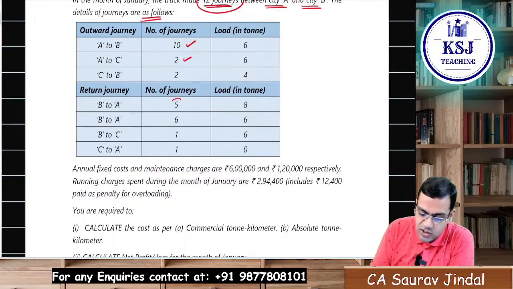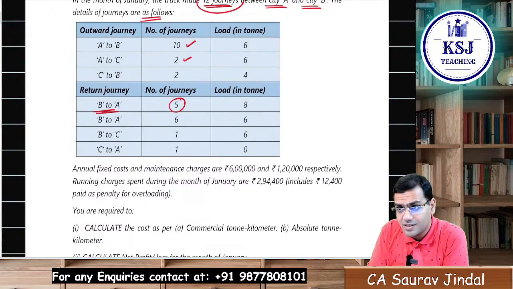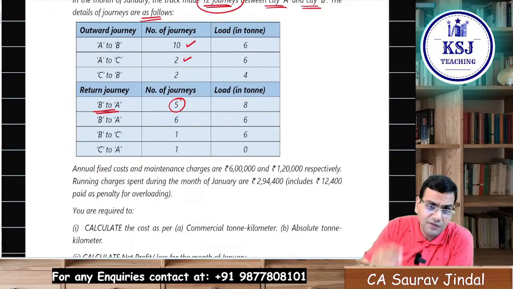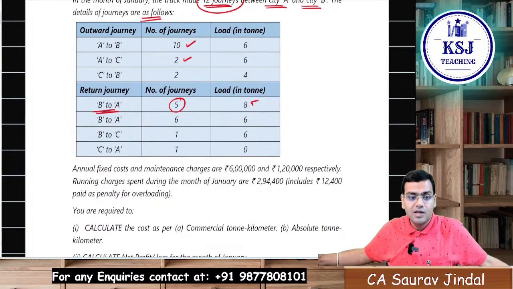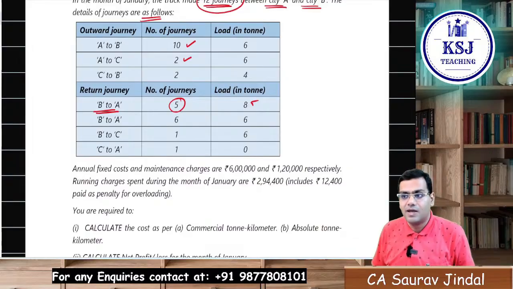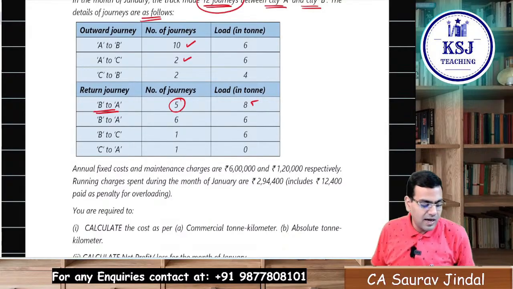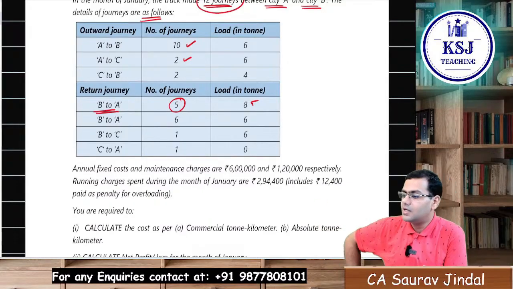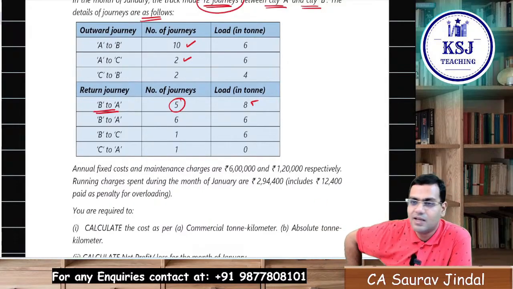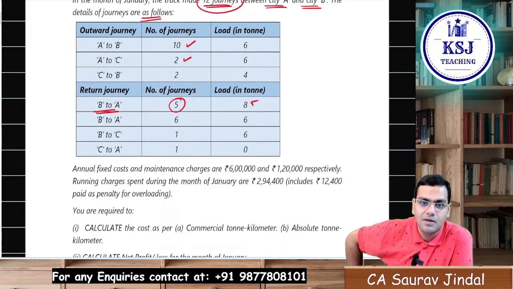There were 5 journeys where the truck returned from B to A, but the problem was that it was carrying, instead of 6 tons, 8 tons. That means the truck was overloaded. You must have seen the overloaded trucks, sir. Whenever you are traveling on the highways and other things, you must have seen these overloaded trucks. This is one of those trucks, isn't it? The overloaded trucks, and you feel like it can overturn anytime, isn't it?